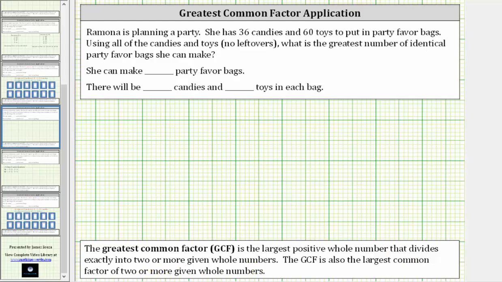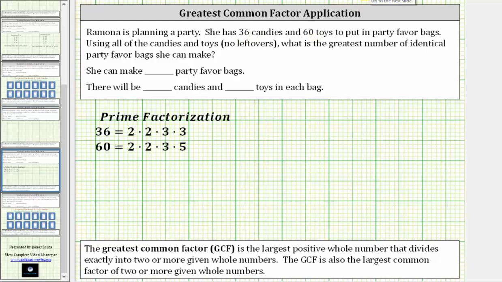So there are a couple of ways to determine the greatest common factor. In an earlier video, we looked at all the factors of the two whole numbers and then identified the largest common factor, which is the greatest common factor. In this video, we will build the greatest common factor by looking at the prime factorization of 36 and 60.